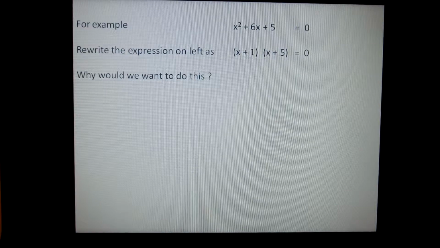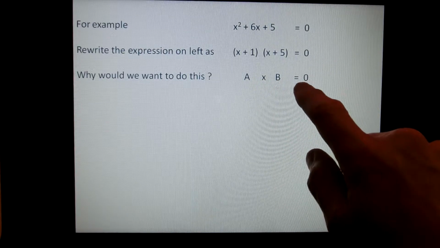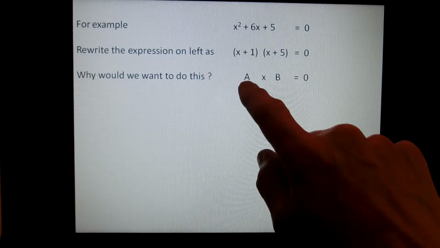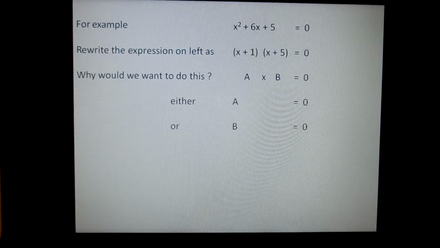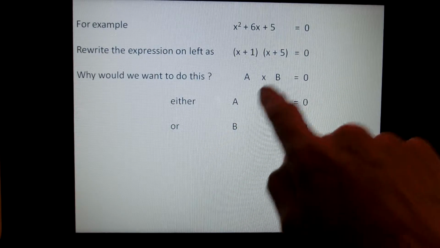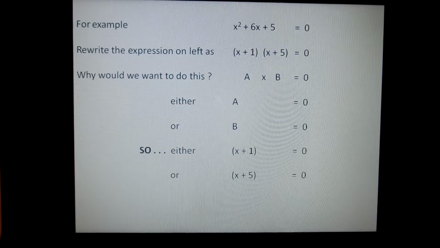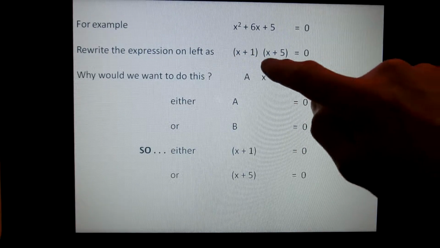Now, why would we want to do this? Why would we want to go to the trouble of factorizing this expression? What we're doing here is using a trick, if you like. We're going to pinch an idea from another part of maths and use it here. If we know that a times b equals 0, so two unknown numbers here, if a times b equals 0, then what must be true is that either a must be 0 or b must be 0. We're going to use that idea. So in the context of this question, this is like our a, and this is kind of like our b.